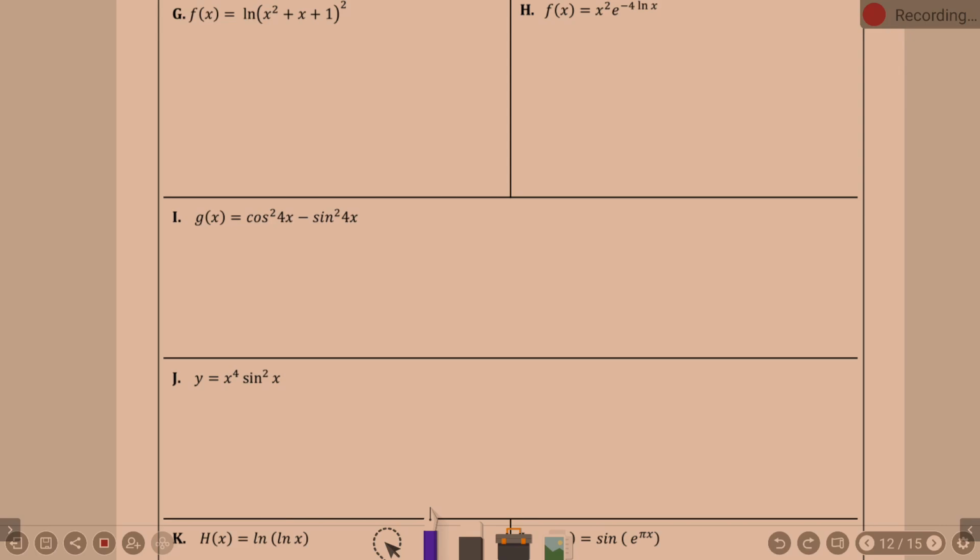Now, I'm not going to say you couldn't just go ahead and do this as something raised to the power of 2. You'd be doing the chain rule 3 times. As it is, we're going to be doing the chain rule twice. So, probably the best situation is to rewrite this as 2 times the natural log of x squared plus x plus 1. That is one option for starting this problem. I haven't done a derivative yet. I've just rewritten the original problem.